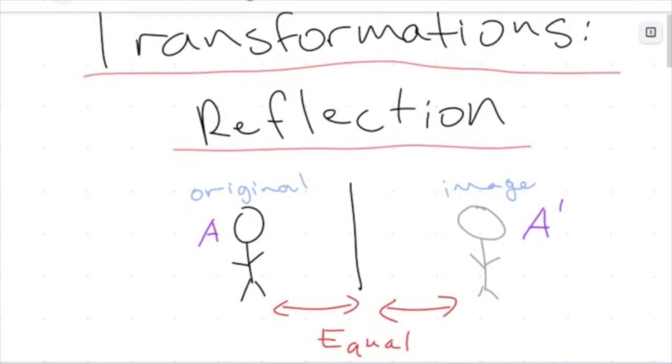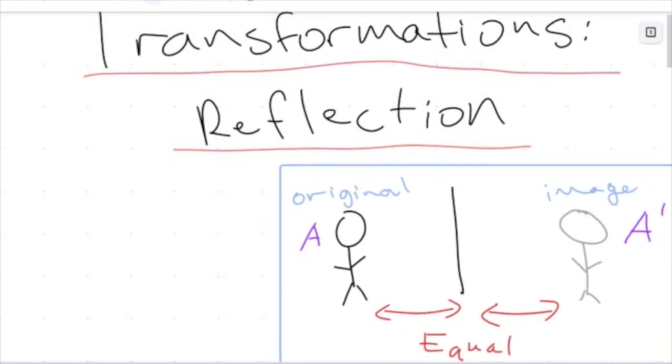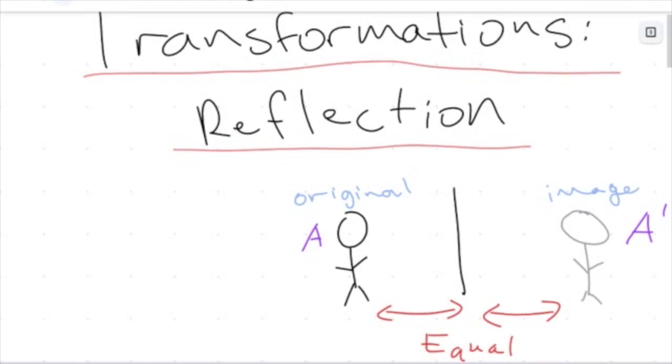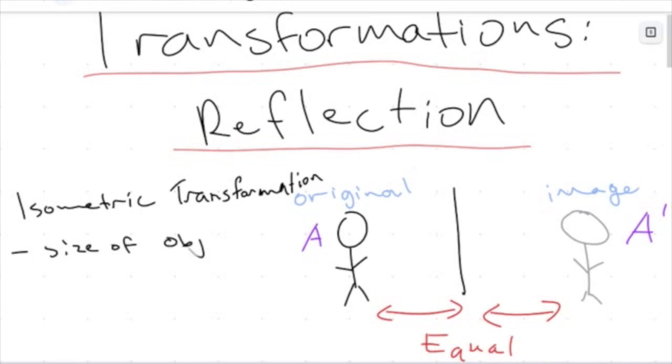Now, all reflections are what we call isometric transformations. So if I move all of this along, and I just write a little definition here: a reflection is an isometric transformation. Sorry, that writing's a bit bad, but this just means the size of the object is unchanged.